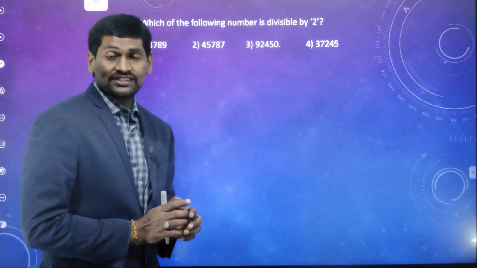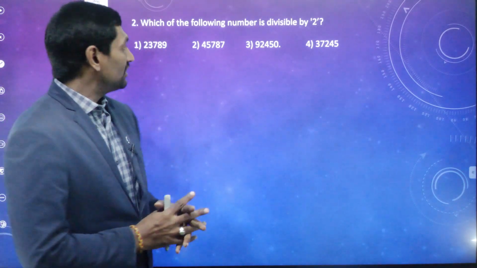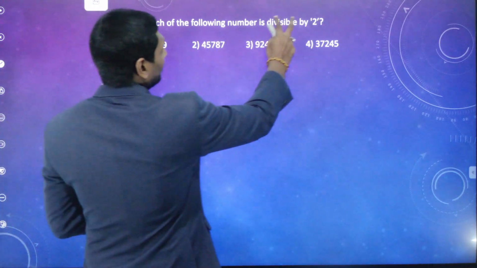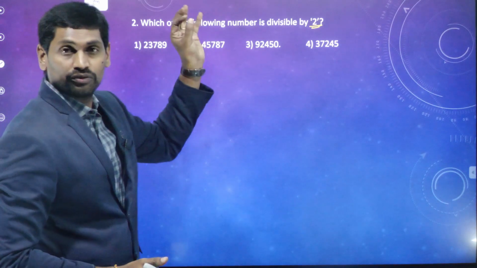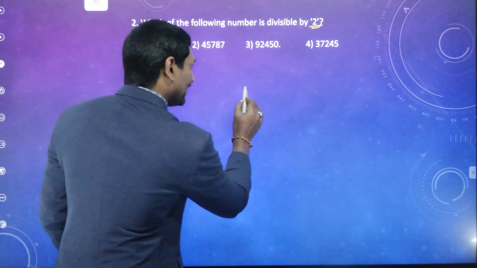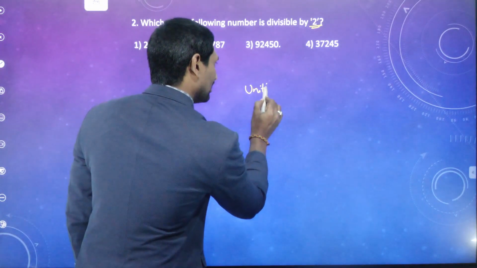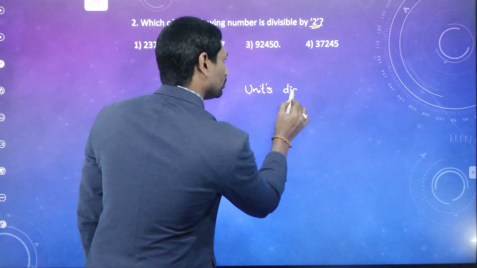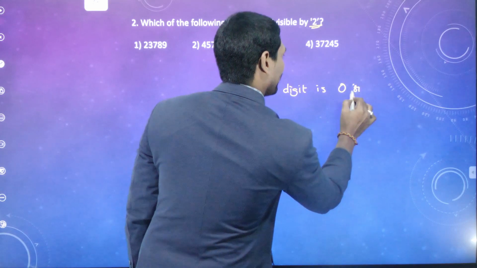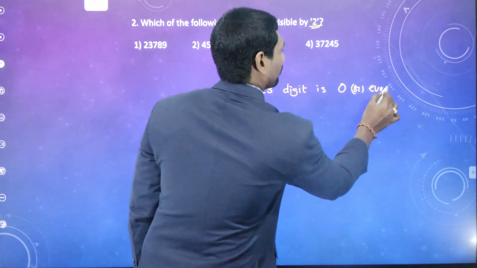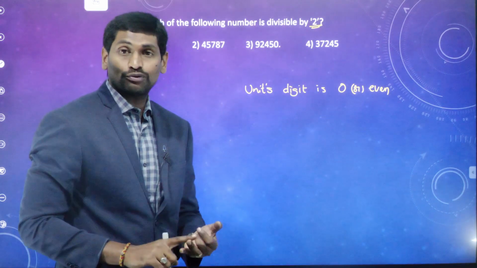Let us check problem number 2. Which of the following numbers is divisible by 2? Again the same question is repeated. The divisibility rule for 2 is the units digit. If the units digit is 0 or even, then the number is divisible by 2. Even numbers are those that come in the 2 table: 2, 4, 6, 8.